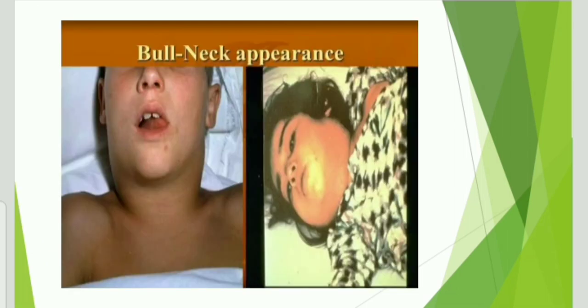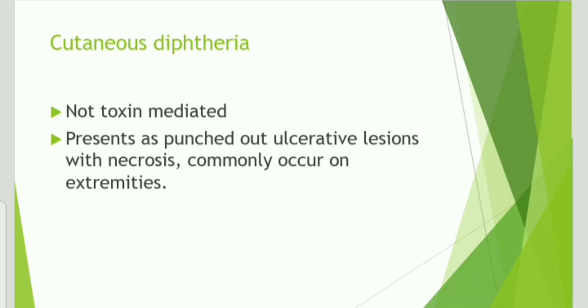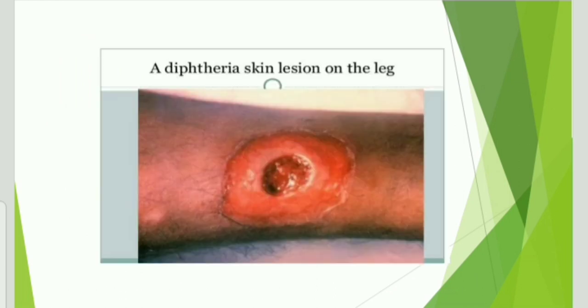The other feature of this pharyngeal diphtheria is the bull-neck appearance. You can see here. It is characterized by massive tonsillar swelling and neck edema. Neck edema you can see here. And the second clinical manifestation is cutaneous diphtheria. It is not toxin mediated and it presents as punched-out ulcerative lesions. You can see the lesions over here, and it most commonly occurs in the lower extremities. Here you can see the diphtheria skin lesion on the leg, an ulcerative lesion with necrosis.